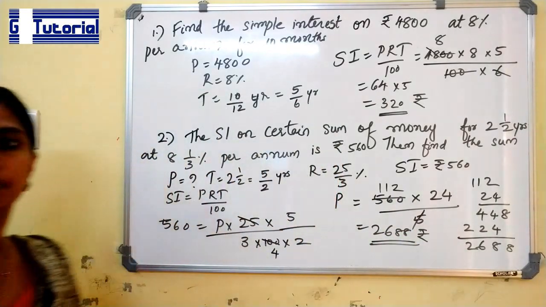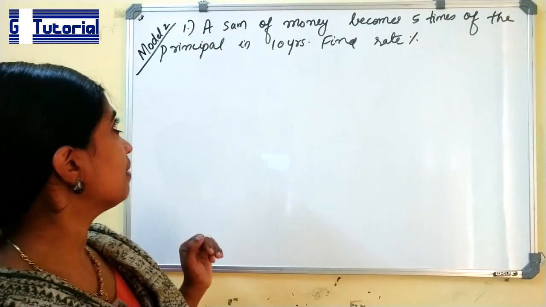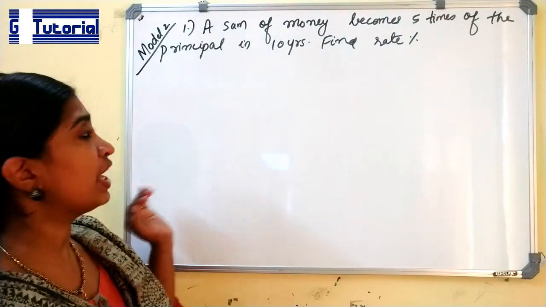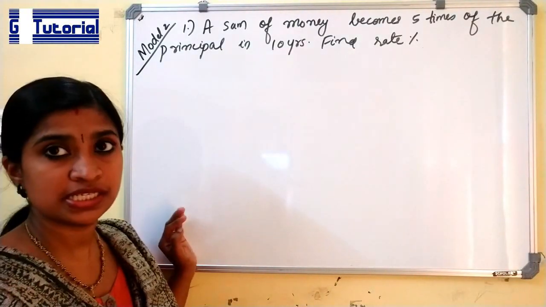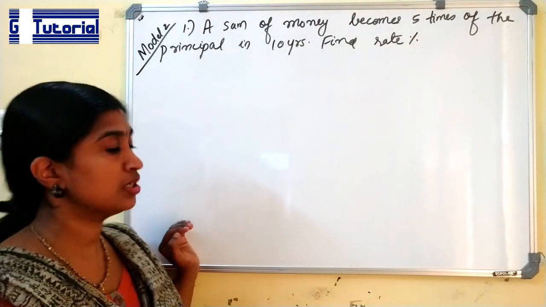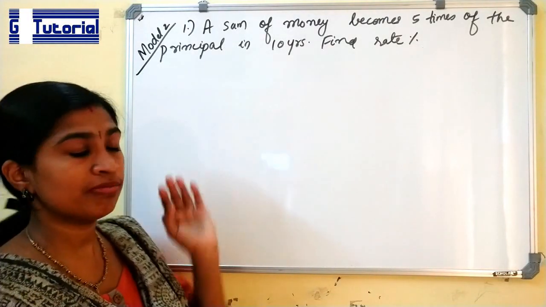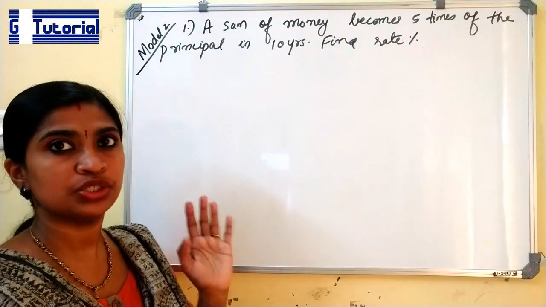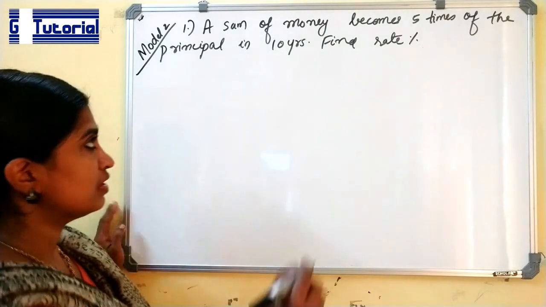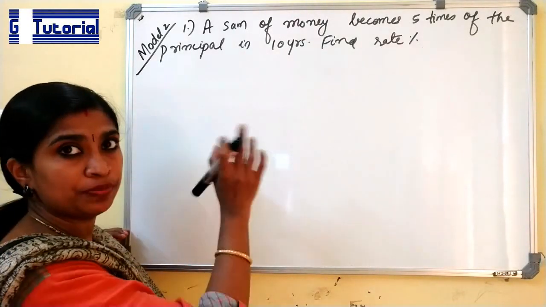Next question. This is the second model problem. A sum of money becomes 5 times the principal in 10 years. Find the rate percentage. We can use the normal method to do this, but I am using a shortcut to do this. I will tell you how you have obtained that formula.